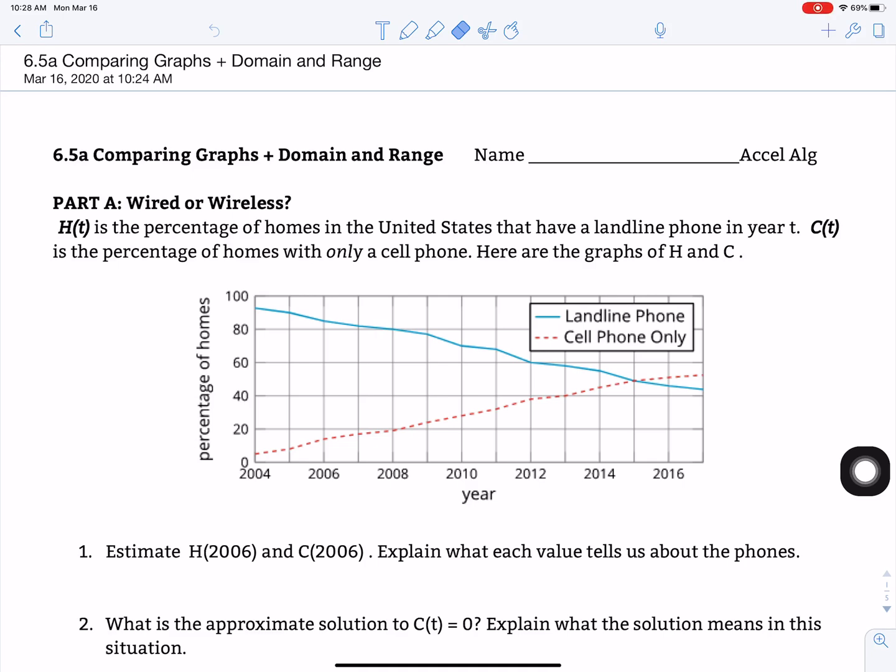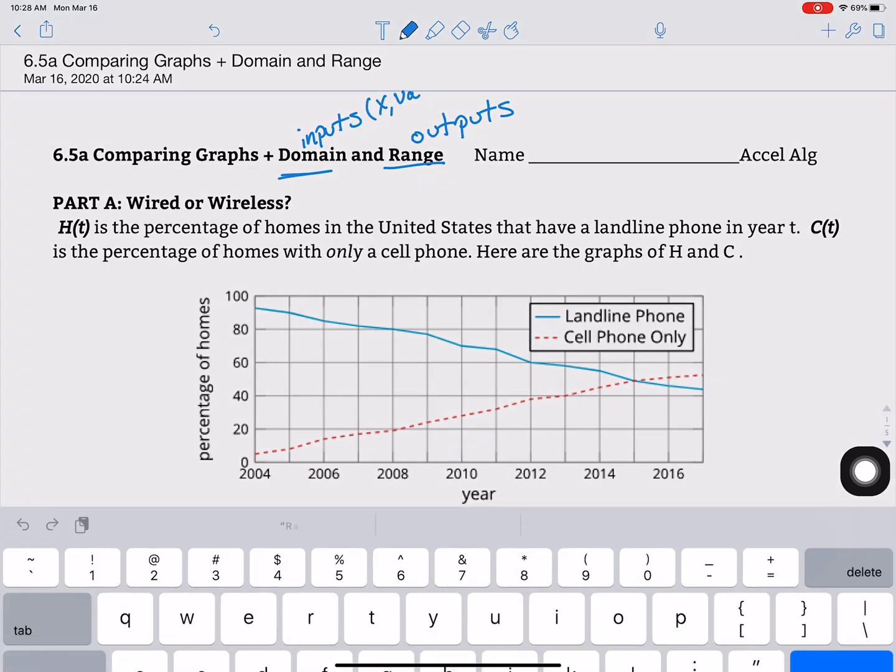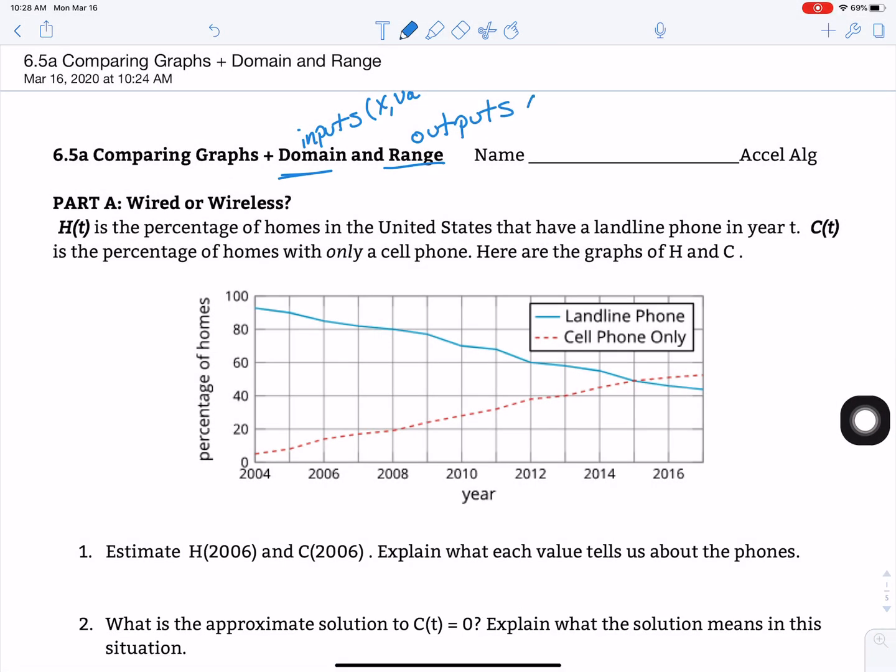On 6.5, we're looking at domain and range. When we're looking at domain, we are looking at possible inputs. Range would be possible outputs. We're not using these words a lot today in the lesson, but just to have some idea of what we're going to come back to start referring to as inputs and outputs. Inputs would be our X values. I'm going to add that on here. And then outputs would be the Y values.